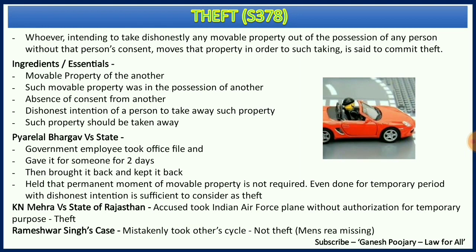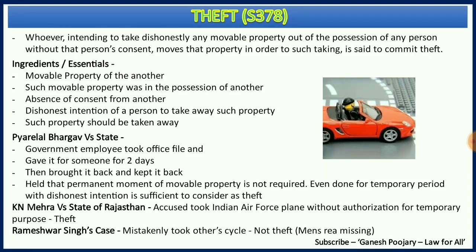The first section, that is section 378, defines what is theft. Now what is theft as per this particular section? Whoever, intending to take dishonestly any movable property out of the possession of any person without that person's consent, moves that property in order to such taking, is said to commit theft. I hope you have observed that I have broken those sentences into 5 different parts. What are they? They can be considered as the ingredients or the essentials of theft.